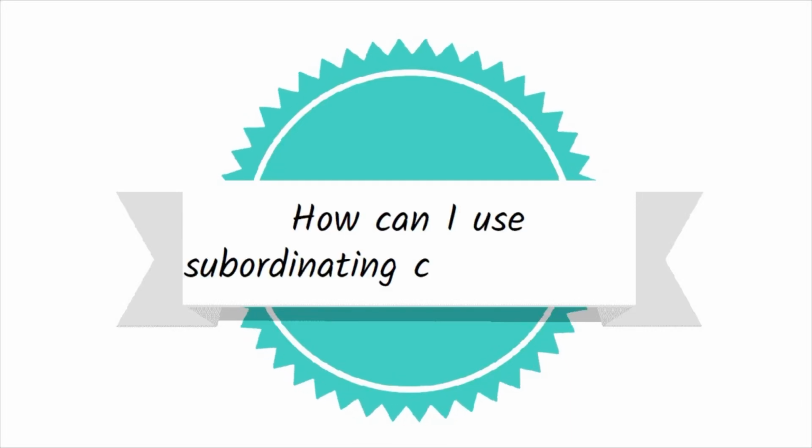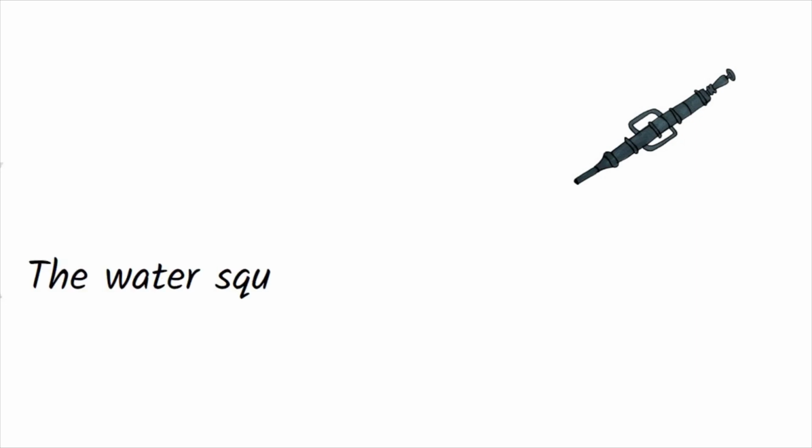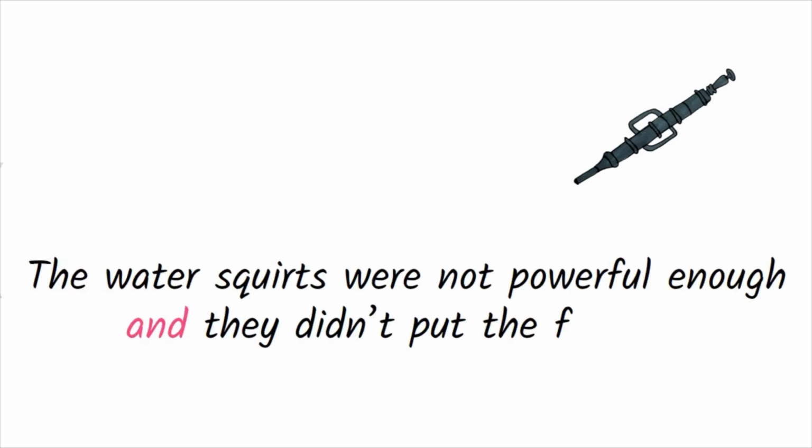How can I use subordinating conjunctions? Last lesson we found out about coordinating conjunctions. Look at this sentence. The water squirts were not powerful enough and they didn't put the fire out. We found out that coordinating conjunctions join two clauses which both make sense on their own, and here we used the coordinating conjunction and.